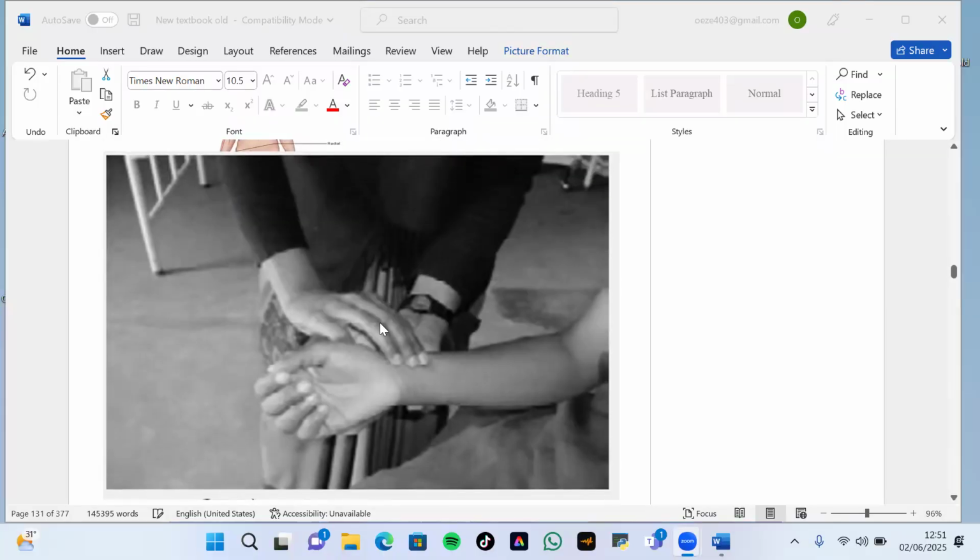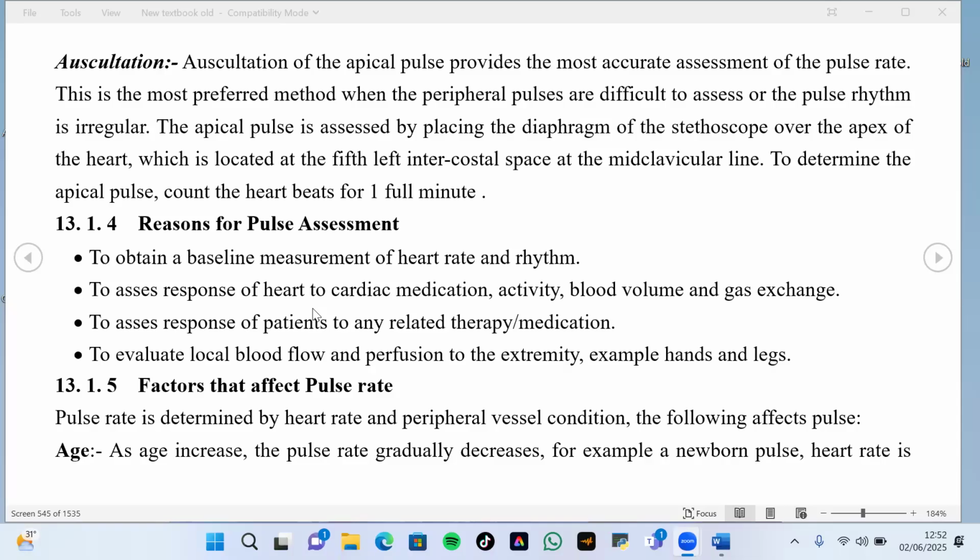So this is how to assess the pulse of a patient using the right fingers. And this healthcare worker is assessing the radial artery of the patient. This is how to take a good pulse from a patient. So now let's look at the reasons for pulse assessment. One is to obtain baseline measurement of the heart rate and rhythm.